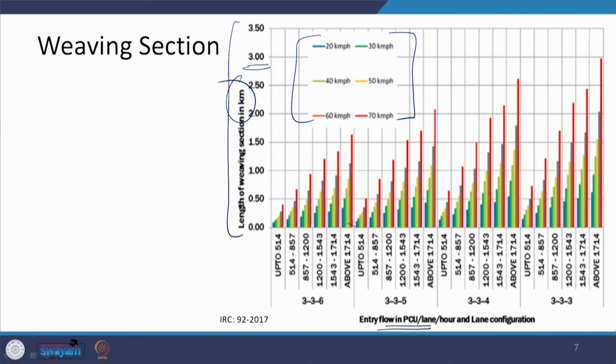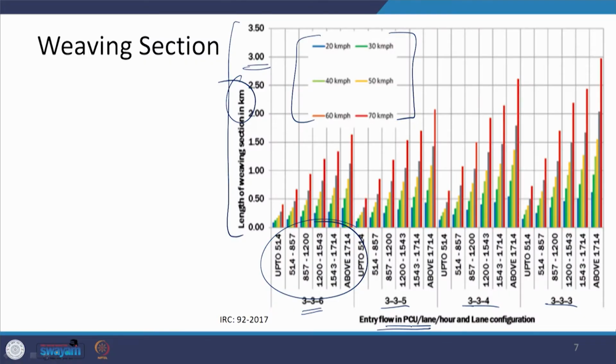So, you have the values of these entry flows, they have been categorized, and then they are also being discussed in terms of the lane configurations. So, the lane configurations have been defined here. When we are talking about these lane configurations, it is related to what type of weaving sections or what type of merging or diverging sections with respect to the through sections are there.